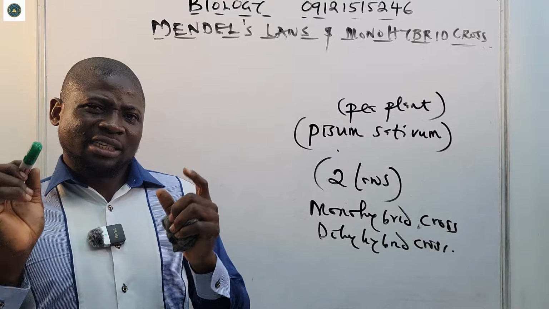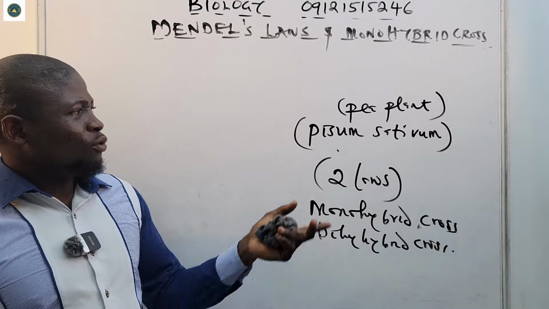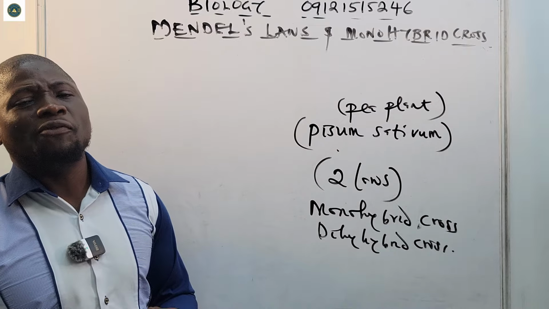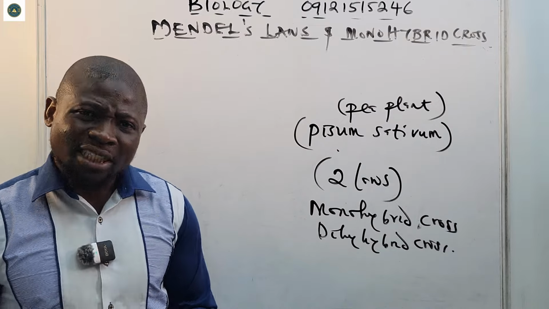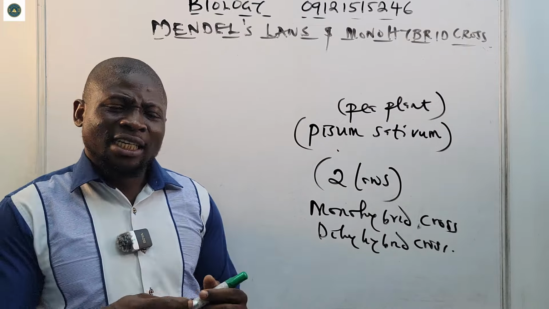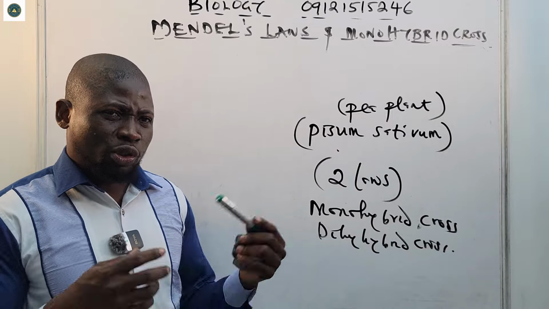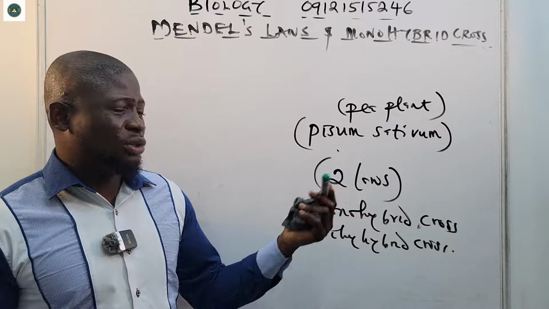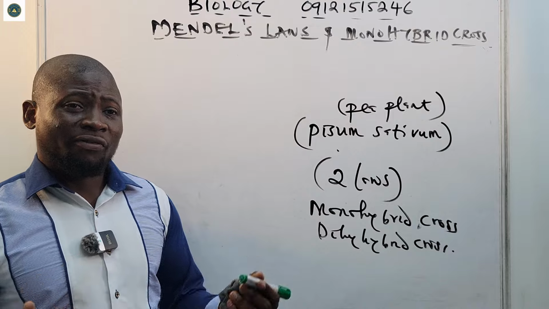But then, as a curious student, you will ask, why did Mendel choose a pea plant? Why did he choose Pisum sativum? Why was it only pea plants he was able to use to conduct his experiments, and not other plants? The reasons why he chose the pea plant are not far-fetched.